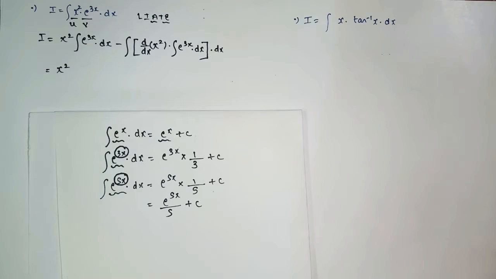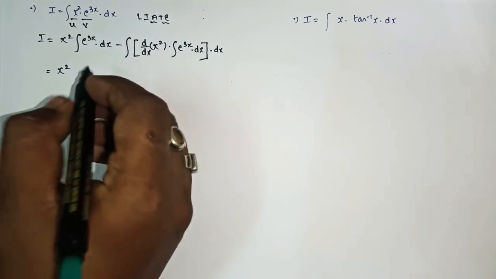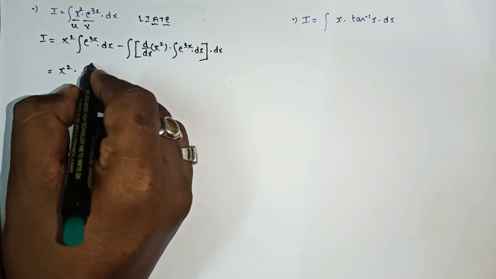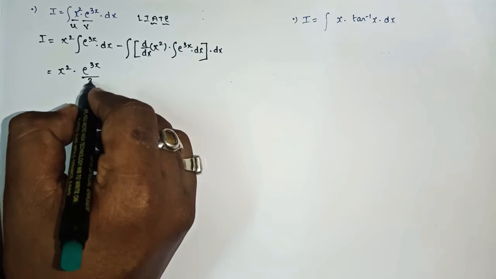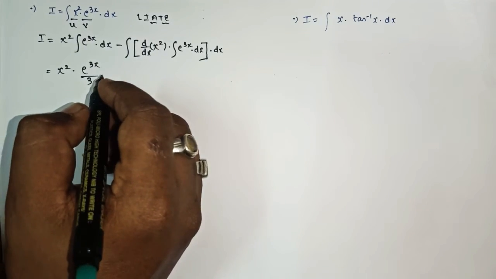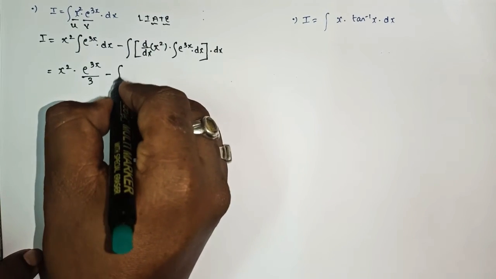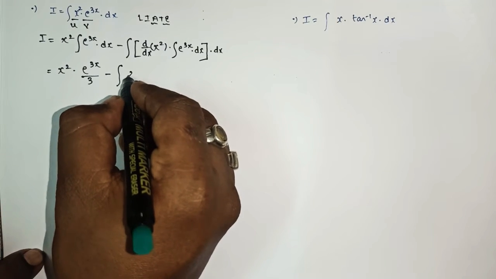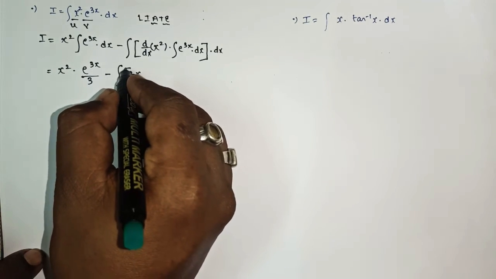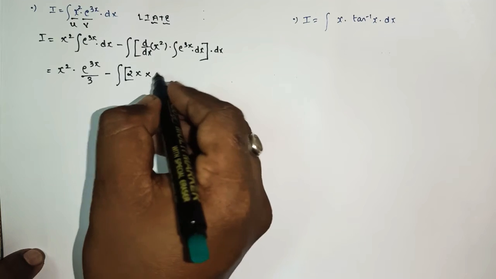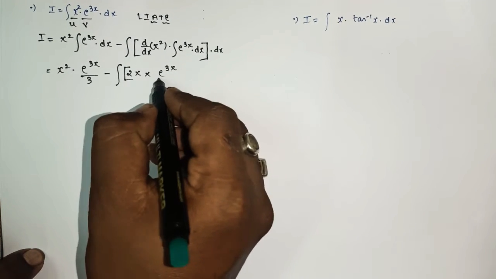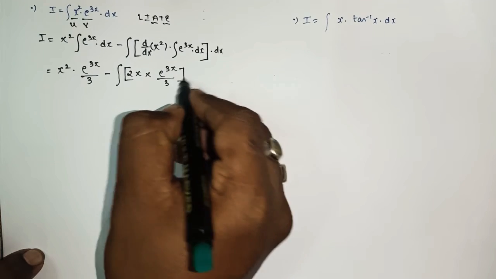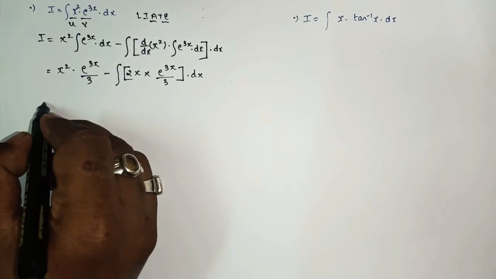Yes or no? So integration of e raised to 3x will be what? e raised to 3x into 1 by 3. So here I will directly write e raised to 3x upon 3, minus integration of the derivative of x square, which is 2x. Again, integration of e raised to 3x will be e raised to 3x upon 3. Yes or no?